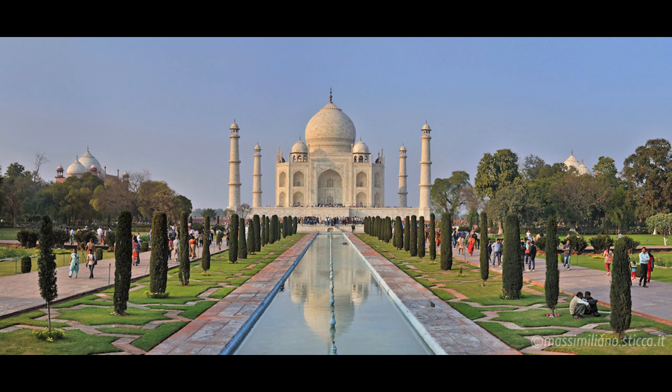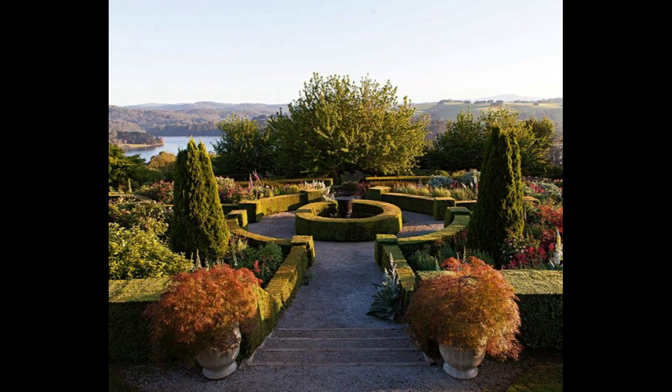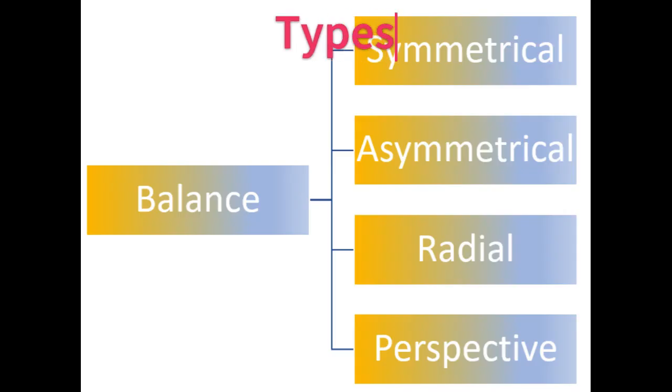Balance is the equal visual weight of elements on either side of a real or imaginary central axis. Balance is achieved by arranging form, texture, color, and size. Balance can be symmetrical, asymmetrical, radial, or perspective.